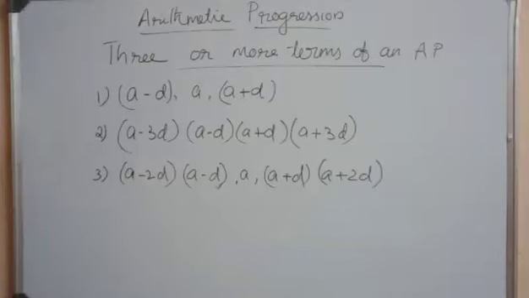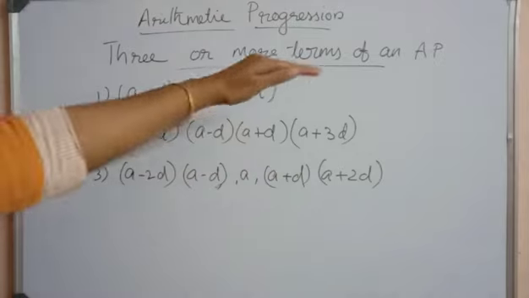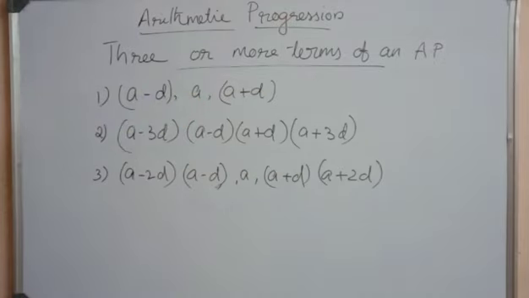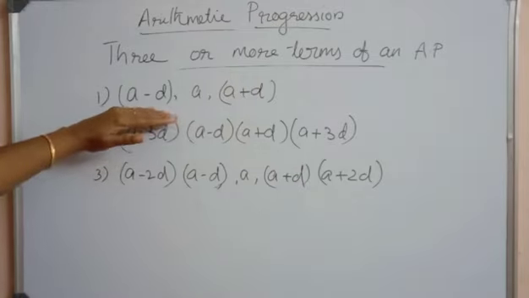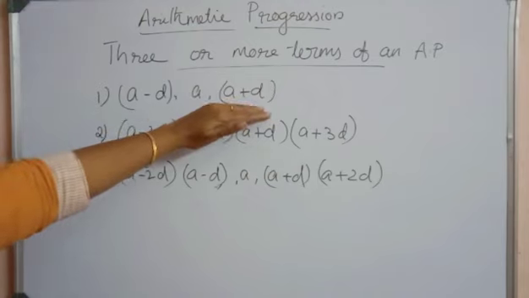Hi everyone, welcome back. In the previous class, we have studied about arithmetic progression and the sum of n terms of an AP. Today, let's see when the sum of 3 or more terms of an AP is given, what are the terms to be considered. So whenever the sum of 3 consecutive terms of an AP is given, we have to consider those 3 terms as A minus D, A and A plus D.